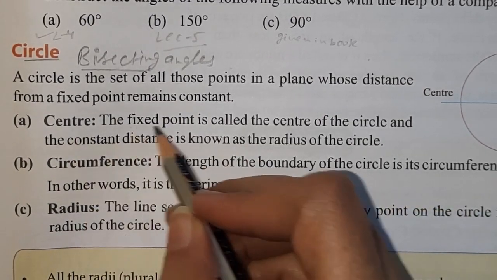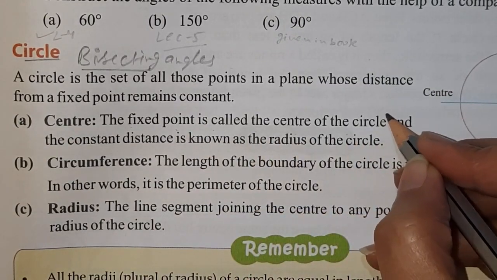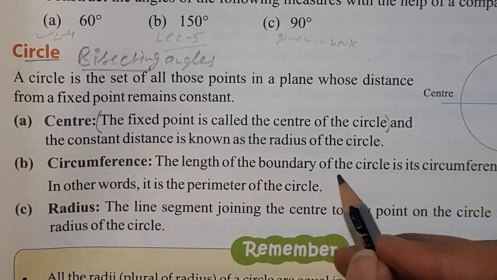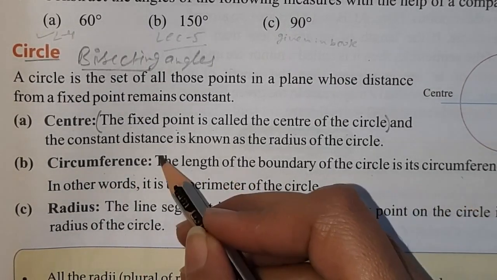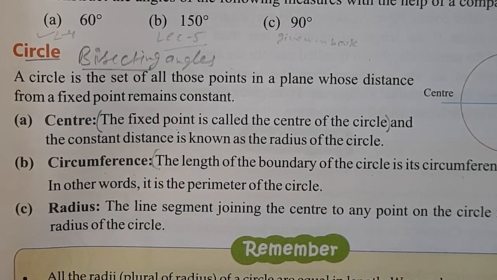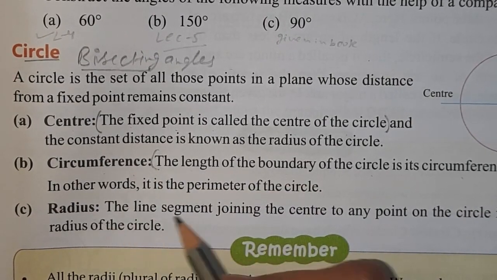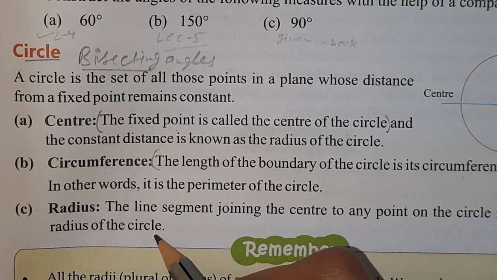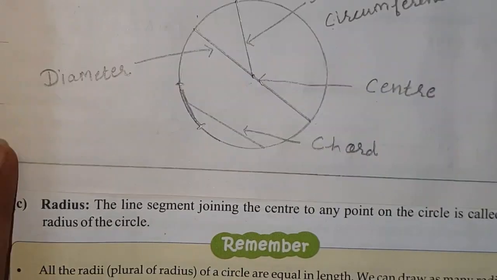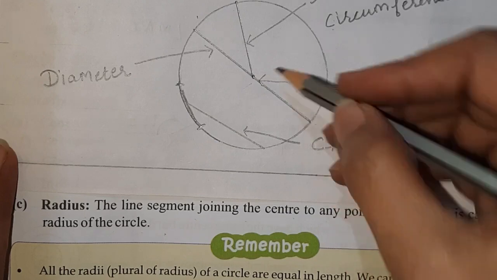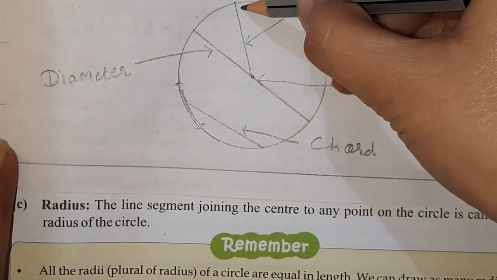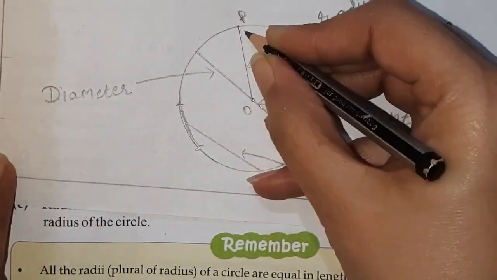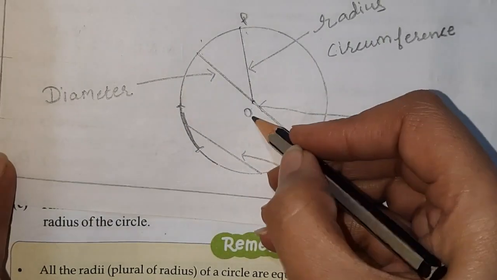Center. The fixed point is called the center of the circle. Circumference. The length of the boundary of the circle is its circumference. Radius. The line segment joining the center to any point on the circle is called radius of the circle. If it is O and this point is P, then OP is known as radius. Center is O.